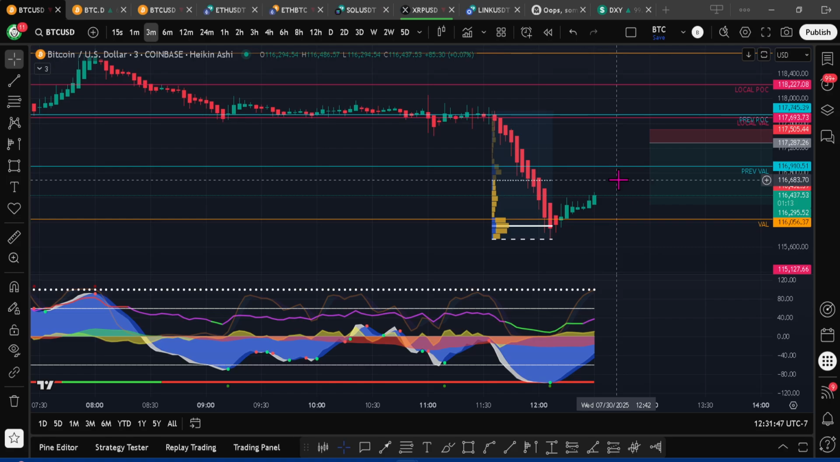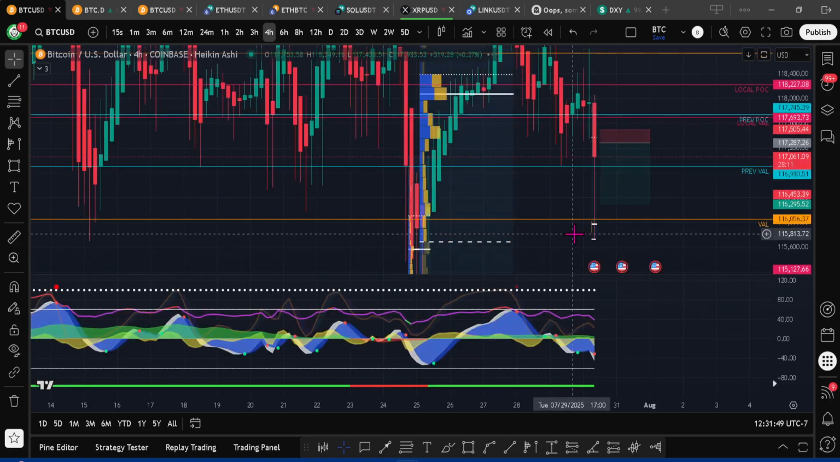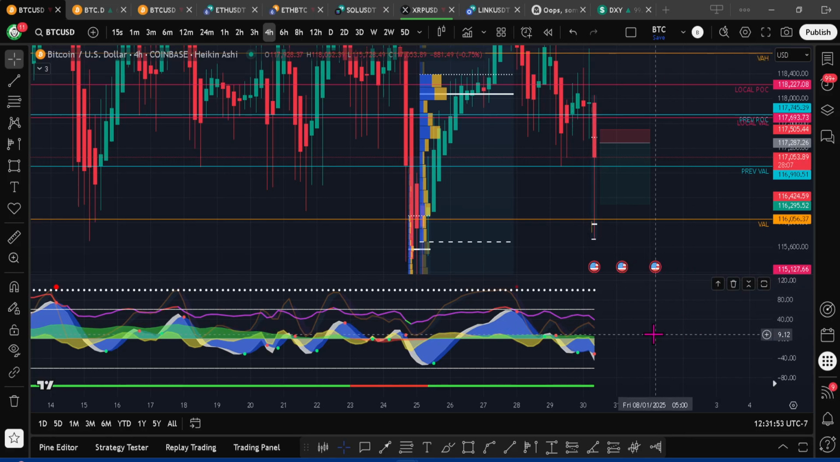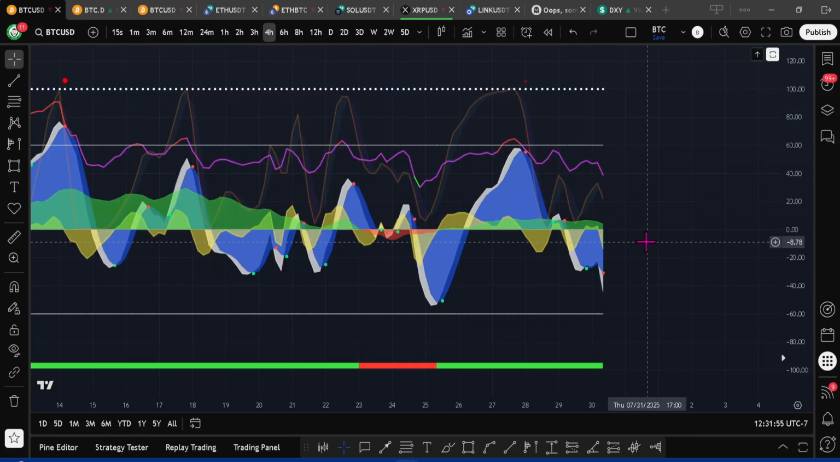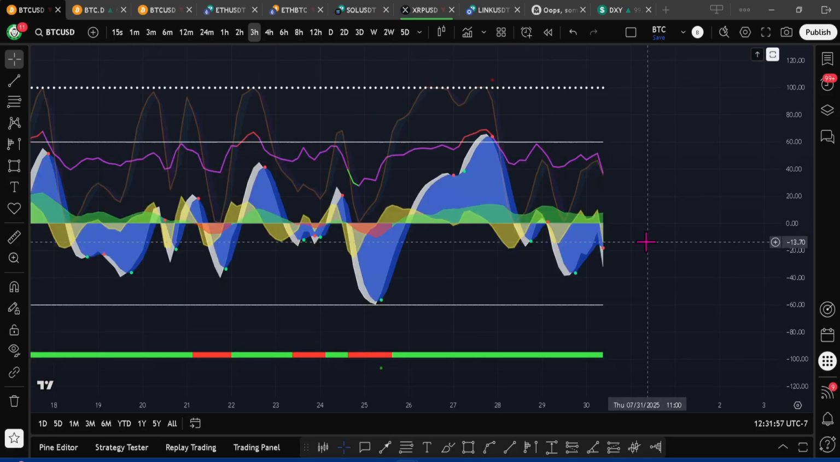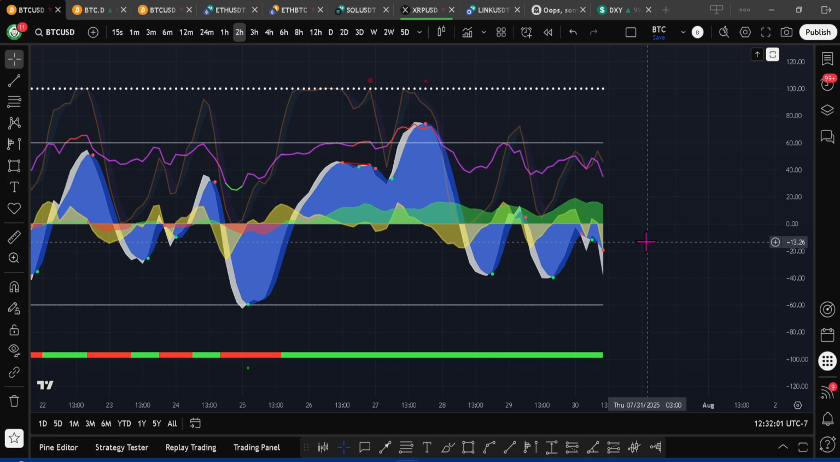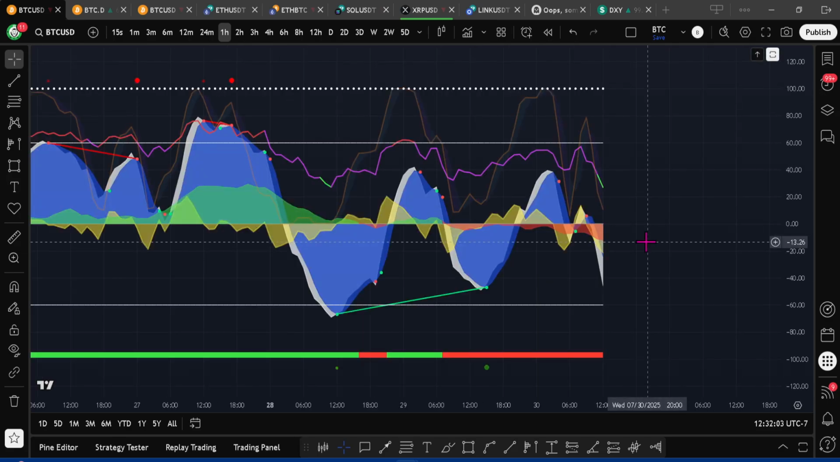Okay, 3 minutes. Let's go to the 4-hour. 4-hour just went red. Money flow coming out as well. 3-hour red. Money flow hasn't really moved. 2-hour coming down. 1-hour coming down. So right now, this would serve as just a scalp.